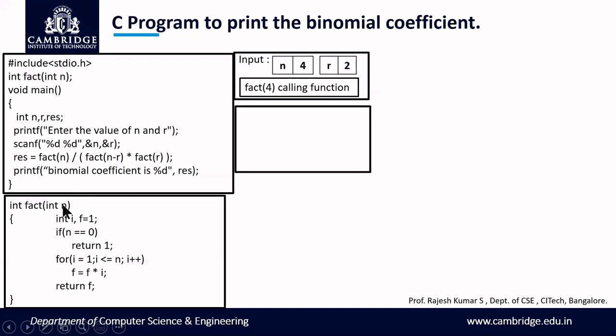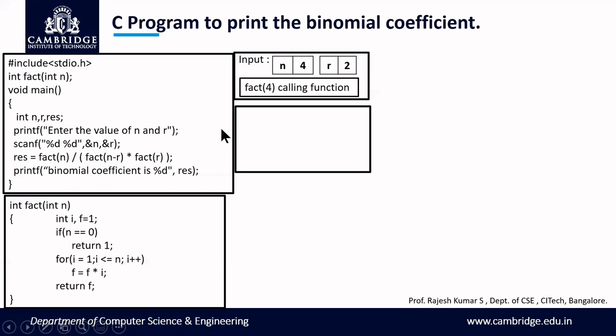4 is copied into that particular variable, and inside this function I have declared variables I and f. F is initialized with the value 1. Now first, what I would like to check is whether the inputted value is 0. If it is 0, for example, if I want to find 0 factorial, it is nothing but 1. That is this base condition. I'm checking the base condition.